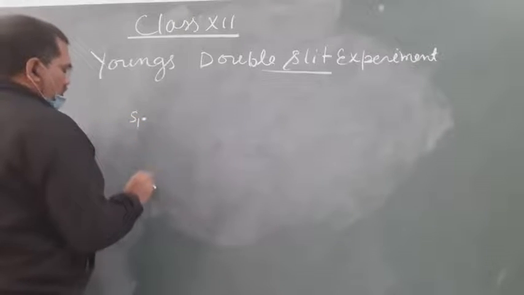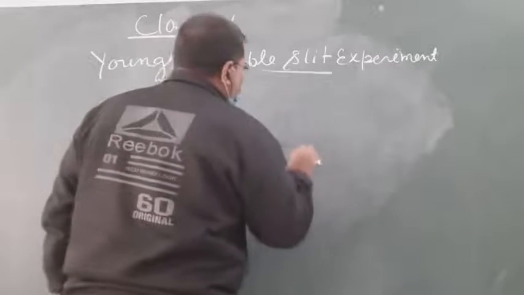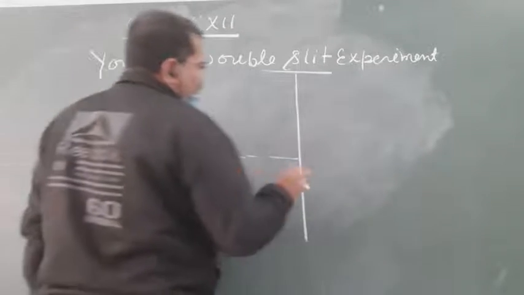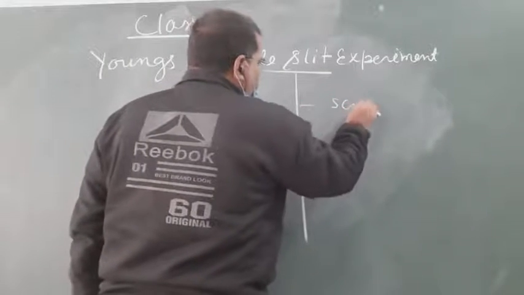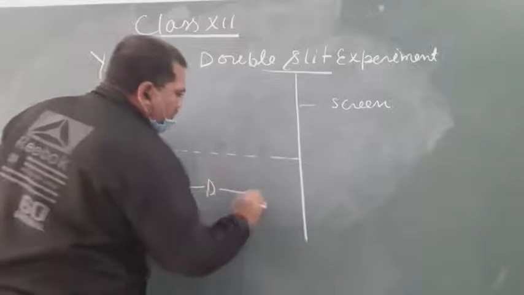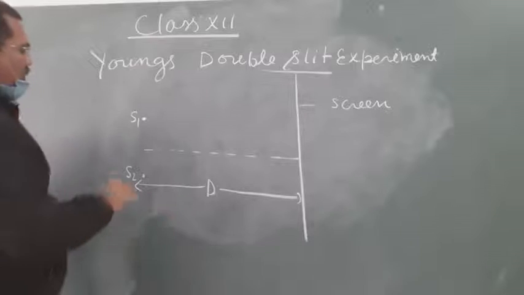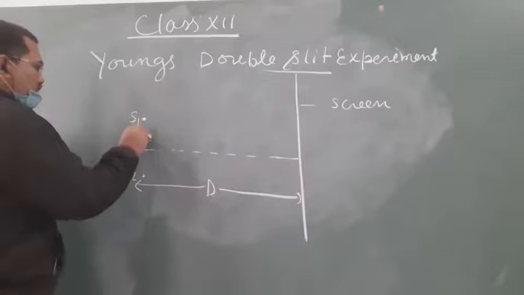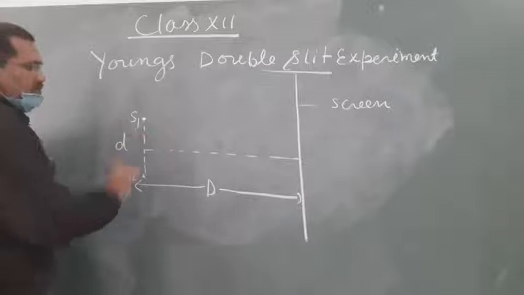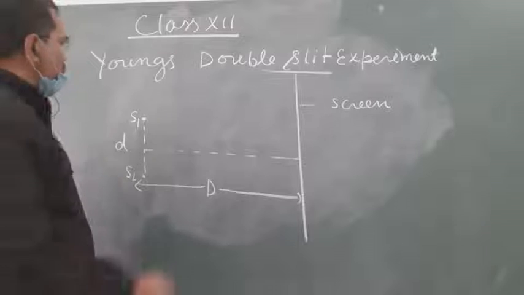S1, S2. This is the screen, and the distance between the screen and the slits is capital D, and the distance between the two slits is small d.